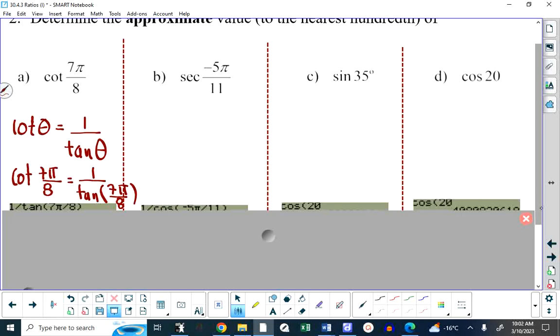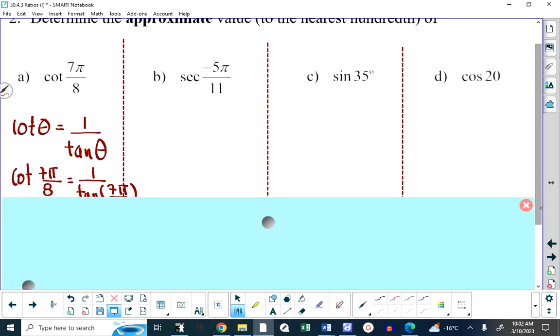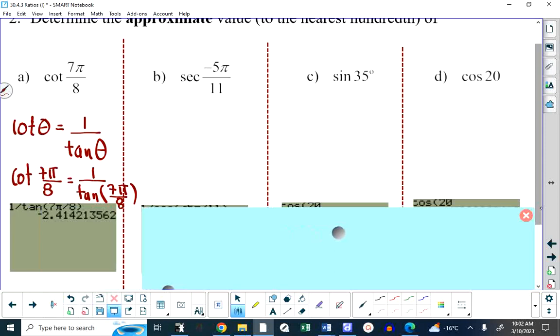So when we do this, all we do for this question is we put in our calculator 1 divided by tangent of 7 pi over 8. I suppose you could go tangent of 7 pi over 8, hit equals, and then go 1 divided by the answer. So just make sure that you are able to get negative 2.414. This is a decimal approximation.